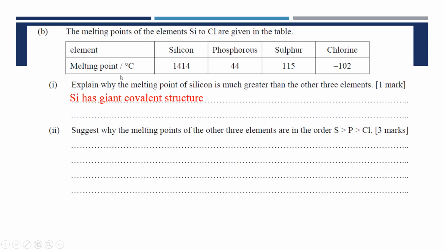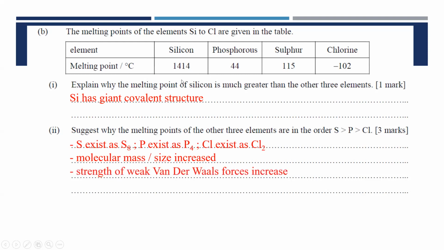And number 2, suggest why the melting points of the 3 other elements are in the order from sulfur to phosphorus to chlorine. First of all, you have to mention their nature. Chlorine exists naturally as Cl2, phosphorus exists as P4, sulfur exists as S8. And then they are all simple covalent molecules held by weak van der Waals forces. As the molecular size or molecular mass increases, the strength of the weak van der Waals forces also increases.